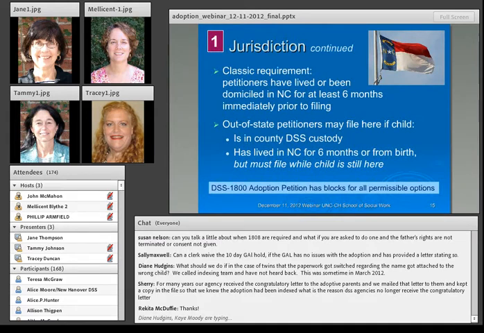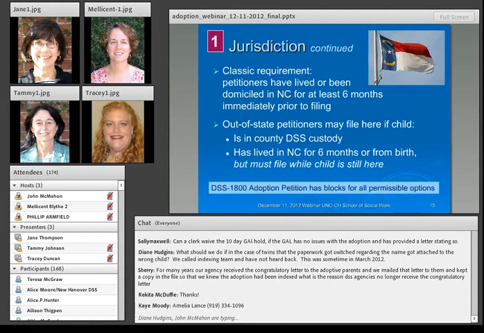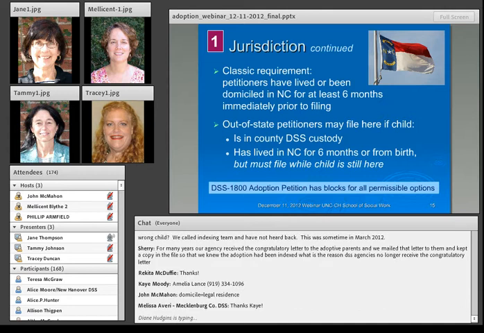Getting back to jurisdiction, the classic requirement, as I'm sure most of you are aware, is that the petitioners have lived or been domiciled in North Carolina for at least 6 months immediately prior to the filing of the petition. Domicile, of course, is your legal residence as opposed to perhaps where you simply reside now. Some of the clerks have dealt with this issue where petitioners are in the military, they're missionaries, students, or simply working one place and living another, or domiciled in another place.